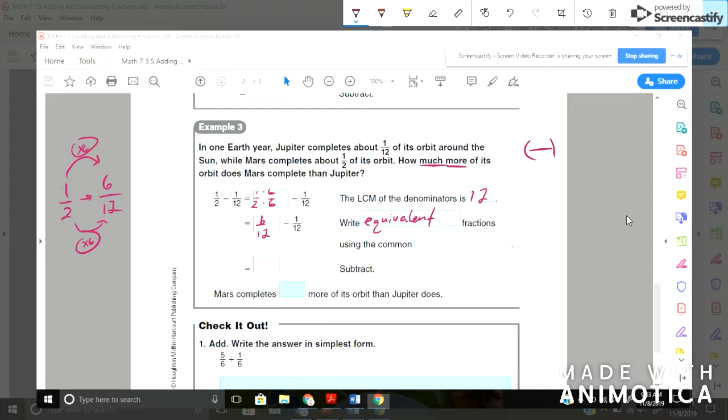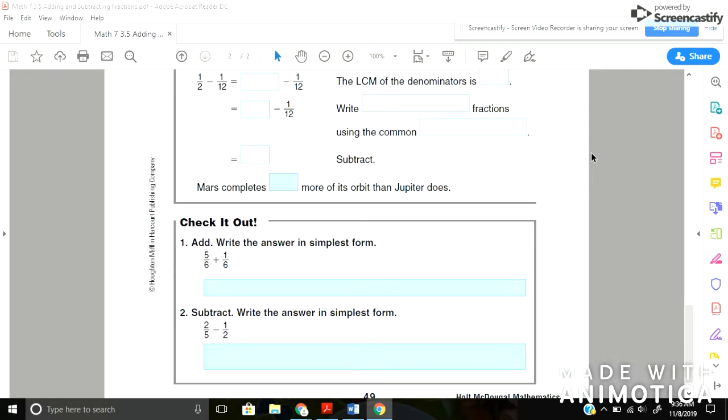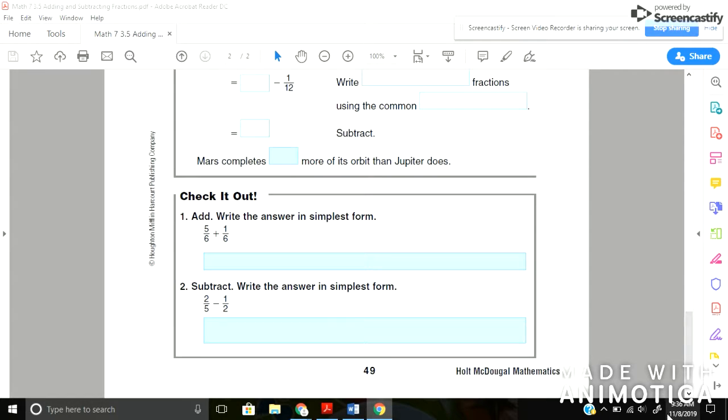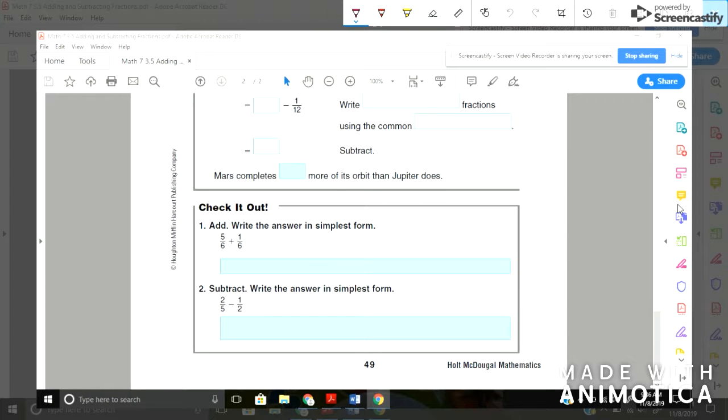So I'll be taking 6/12 and I'll subtract 1/12 using the common denominator, which was 12. So 6 minus 1 would give me 5 and keep my common denominator of 12. So Mars completes 5/12 more of its orbit than Jupiter does. All right, today we'll finish up with 2 check it out problems. Please pause the video now so that you can try these 2 on your own and then come back to see if you got the same answer as I did.